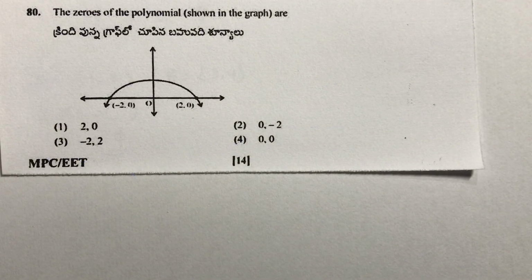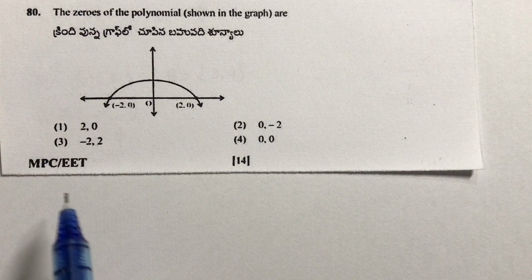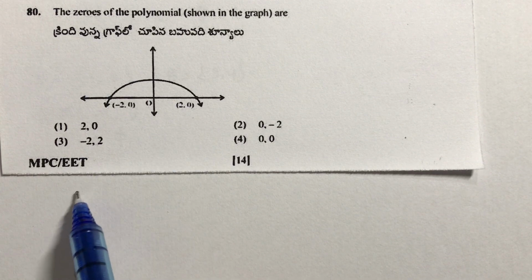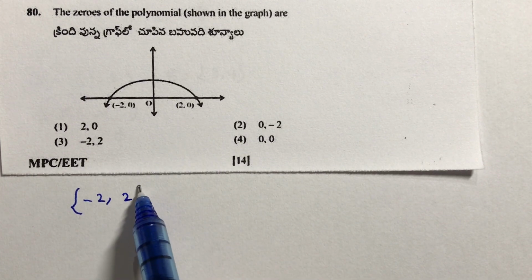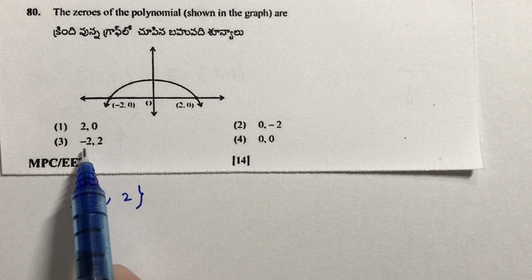The zeros of the polynomial shown in the figure, in the graph. Wherever it cuts the x-axis, there we get the zeros. Here it cuts at minus 2 comma 0 and 2 comma 0. So here x value is minus 2, here it is 2. So the zeros are minus 2, 2. So correct option is 3.